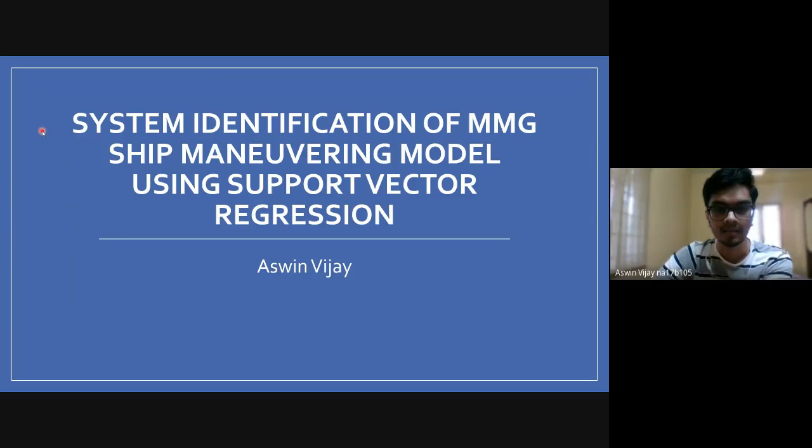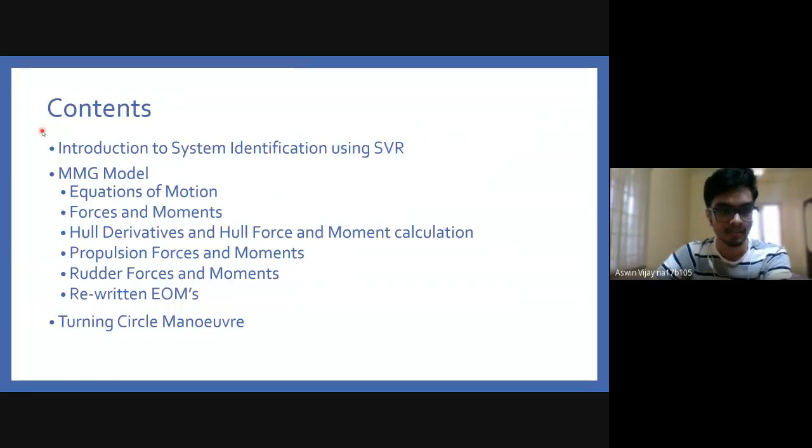Okay, I'll start. So, good afternoon, everyone. I will be presenting on the topic of system identification of a MMG ship maneuvering model using support vector regression. So, the contents for today, I will briefly introduce what is involved by using system identification using support vector regression.